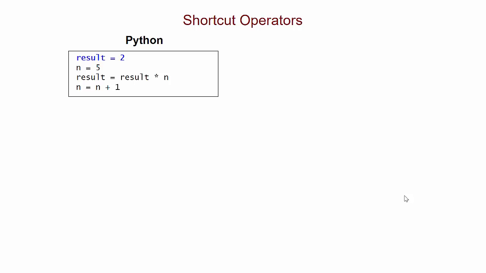We assign the value 2 to the variable result. We assign the value 5 to the variable n. We then update the value of result to be the product of its original value times the value of n. Then we update the value of n to be one more than its original value.